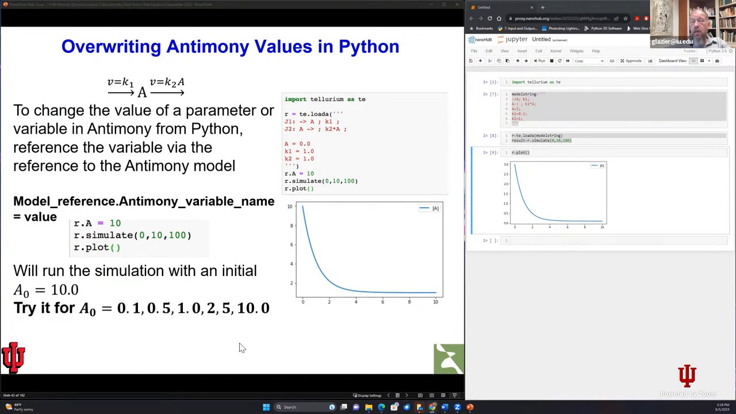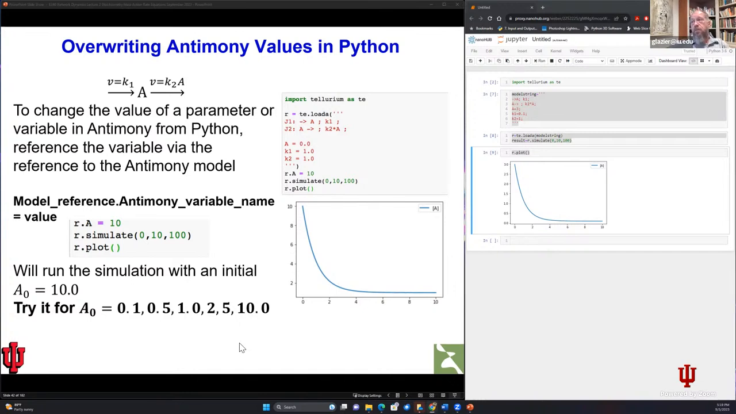The key thing is that once we have loaded the model, there's no further reference to those initial values that are specified in the model string. And so if I overwrite the value of A, then that's what I have. It doesn't reset things back to 0.0 the way it is in the model string.